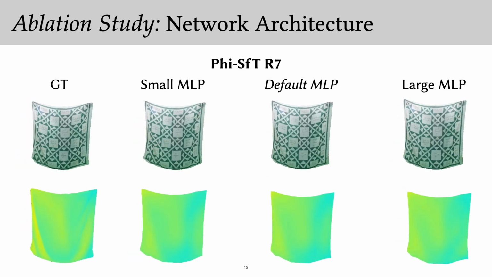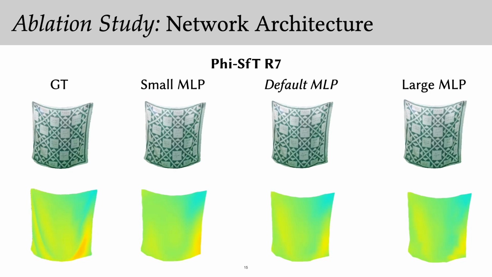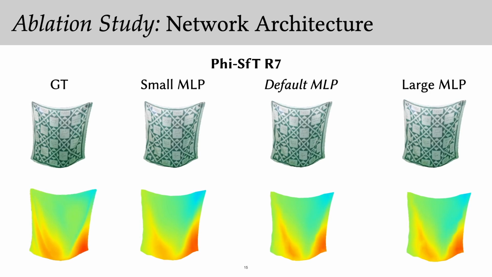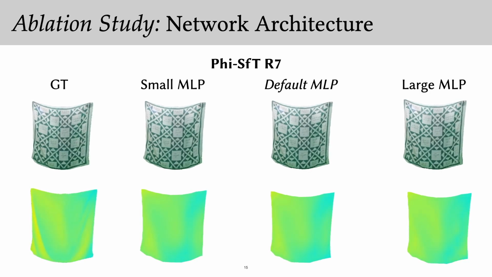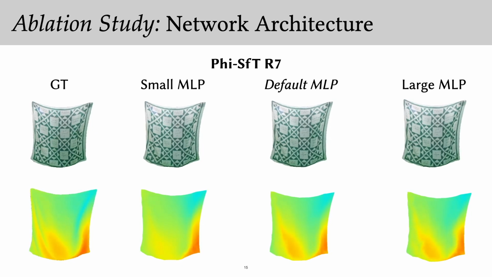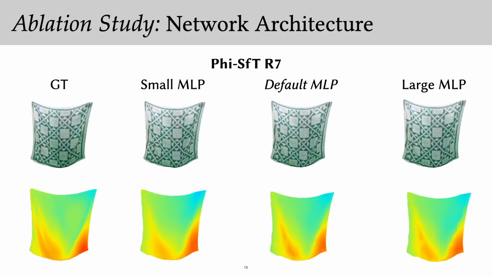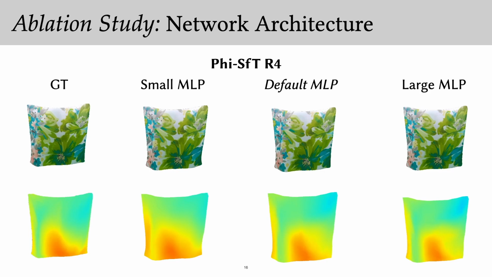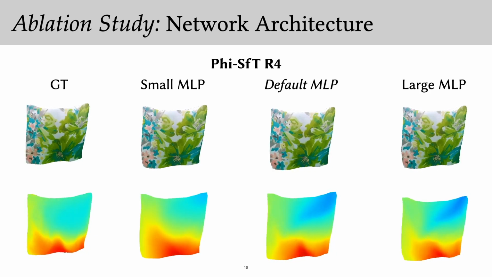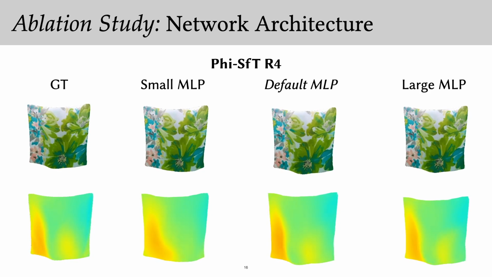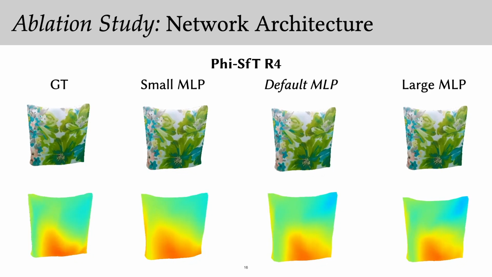Finally, we test different MLP architectures of the deformation network. The larger network generally gives better performance due to its greater parameterization capacity. However, the improvement is visually minor. On the other hand, using smaller networks can struggle when dealing with more complex deformation scenarios. We can see that the number of parameters in the small MLP is not enough to capture high-frequency wrinkles as the default large network does.